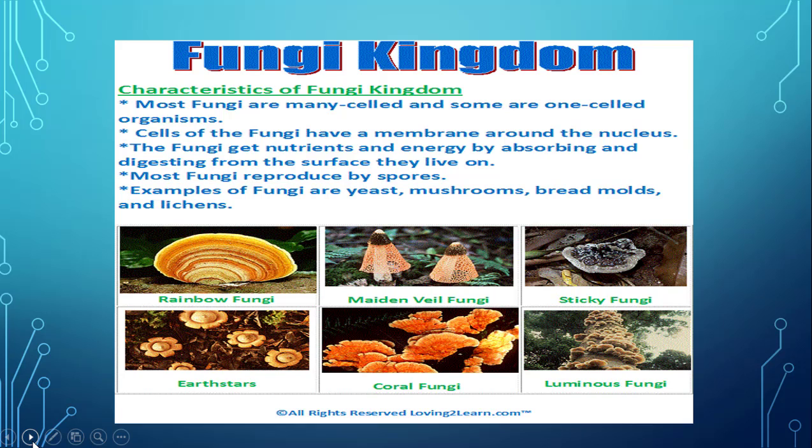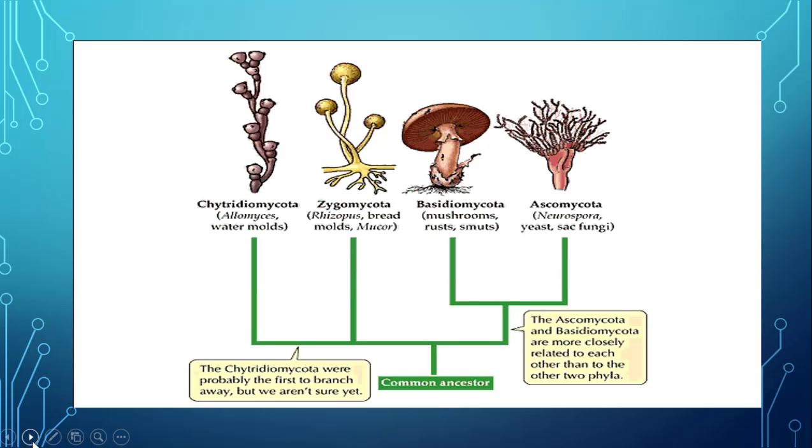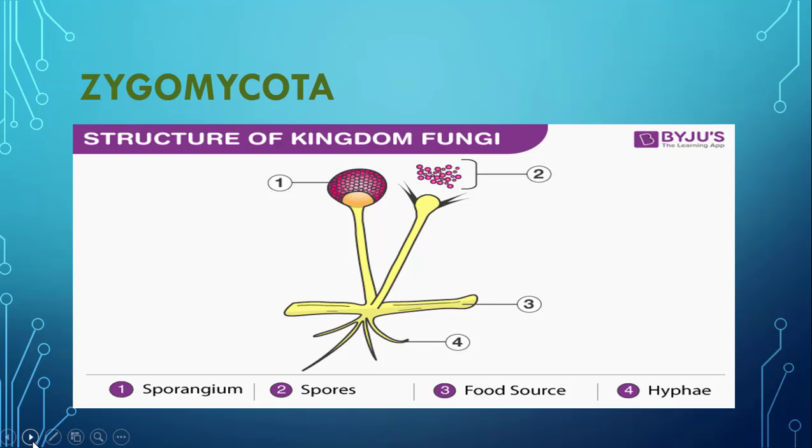Reproduction of the Kingdom Fungi may be sexual or asexual. The Kingdom Fungi is divided into 3 important divisions. The first division is called zygomycota, the second is ascomycota, and the last division is called basidiomycota. In the zygomycota, the hypha is not divided and the spores are produced inside sporangia, like we show in this picture.